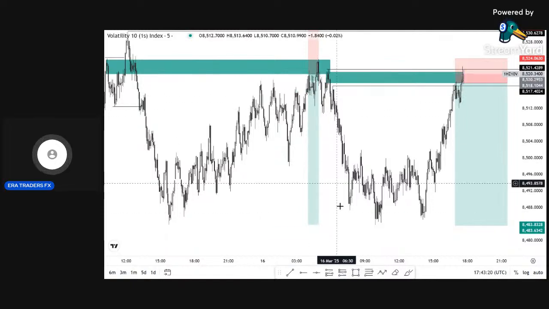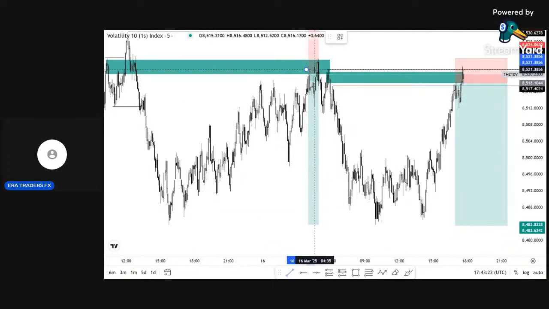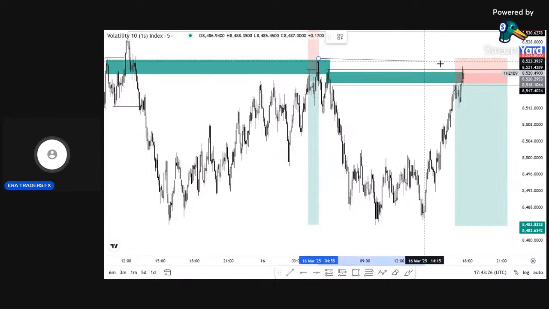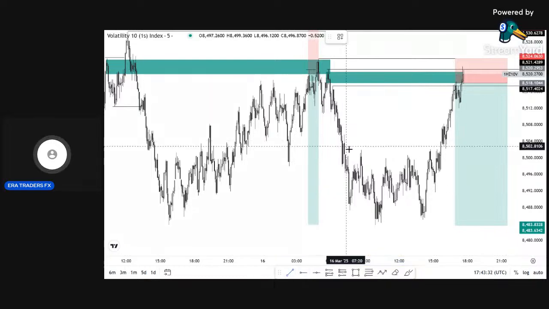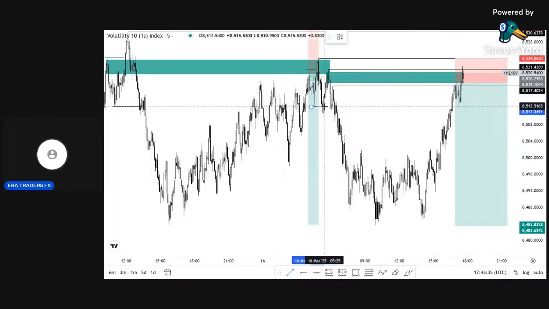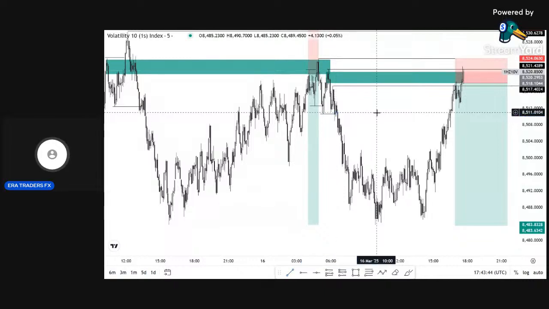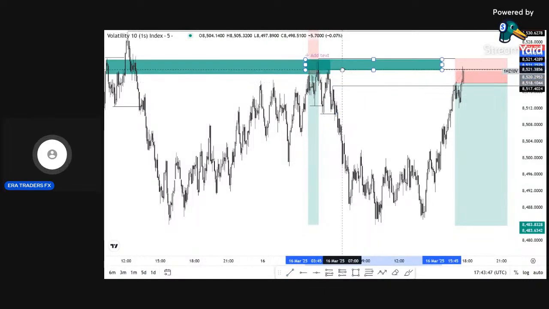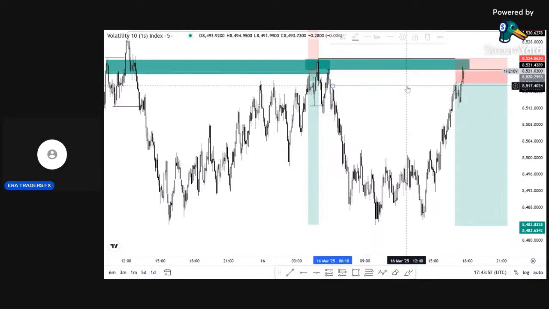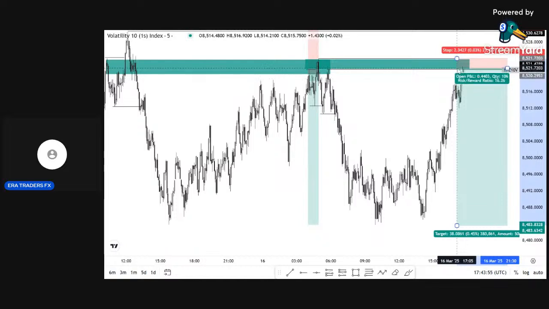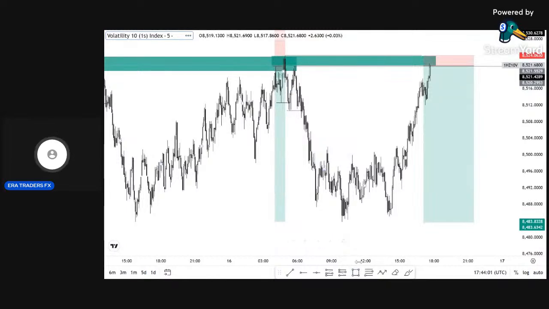And this being your sweep, this being your protected high coming, and here being your break, and here being your second break of structure. So basically, here above is your POI. So let's see if it gives a confirmation, then we can take the sell.